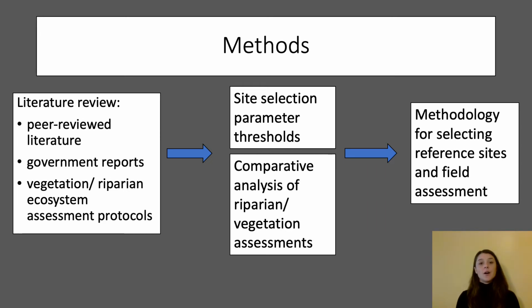The literature review also informed a comparative analysis of 3 vegetation and riparian ecosystem rapid assessments to determine which method is most effective at measuring reference conditions for the purpose of this study.